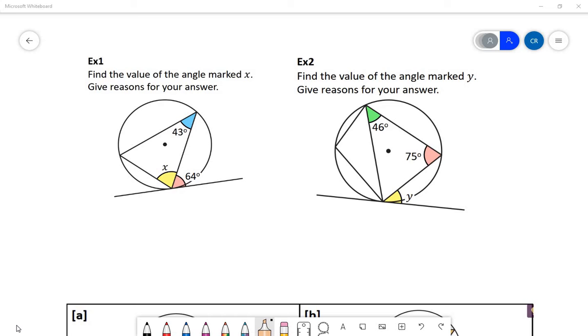Okay, so we've got an example here with a triangle and a tangent, and that's what we're looking for to apply the alternate segment theorem. We've got to find x.